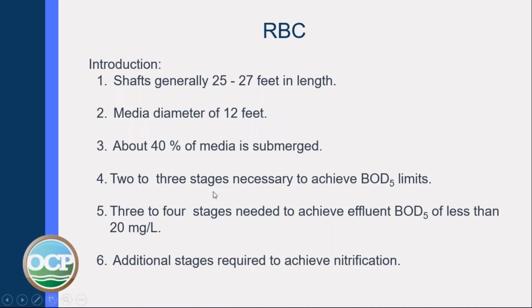You need 2 to 3 stages to achieve BOD limits. 3 to 4 stages are needed to achieve a BOD effluent of less than 20 milligrams per liter. If you're looking for nitrification, you'll probably have to add additional stages, typically at the end, with higher BOD levels at that point, or higher oxygen DO levels at that point.